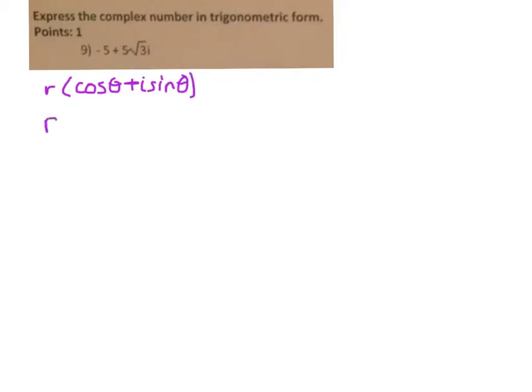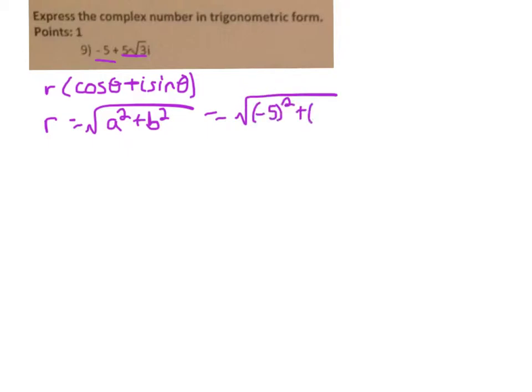The r we get by doing basically a Pythagorean theorem kind of situation, where this first number is a, the number in front of i is b. So in this case we would do the square root of -5 squared plus 5 square roots of 3 squared. And if we work that out using our calculator or whatever, we get square root of 100, which is 10, and then we need our angle.